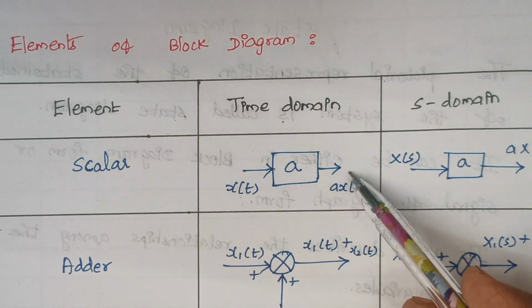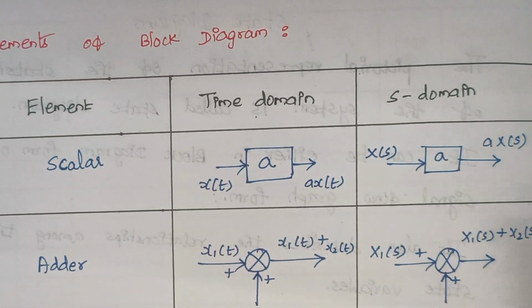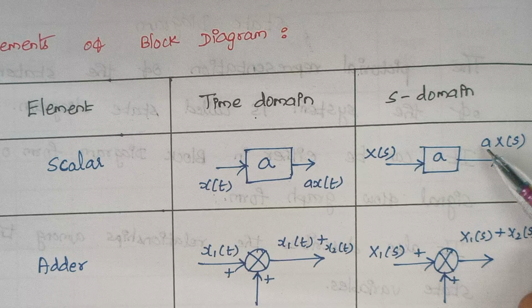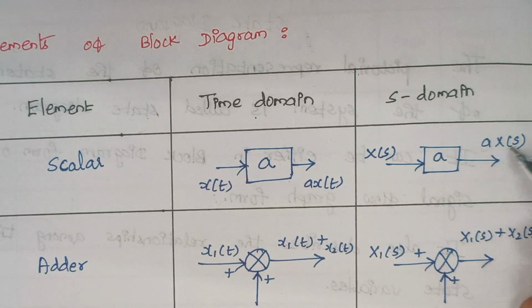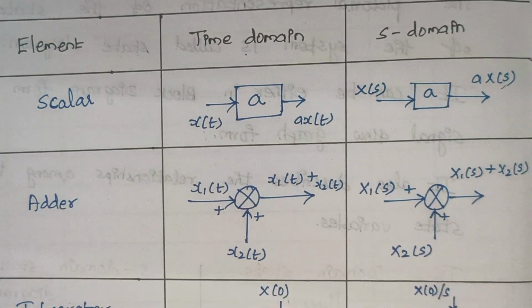So what will be the output? It is A into x of t, right? In S domain, again the input is x of s, therefore the respective output is A into x of s, right? And the next thing is adder.